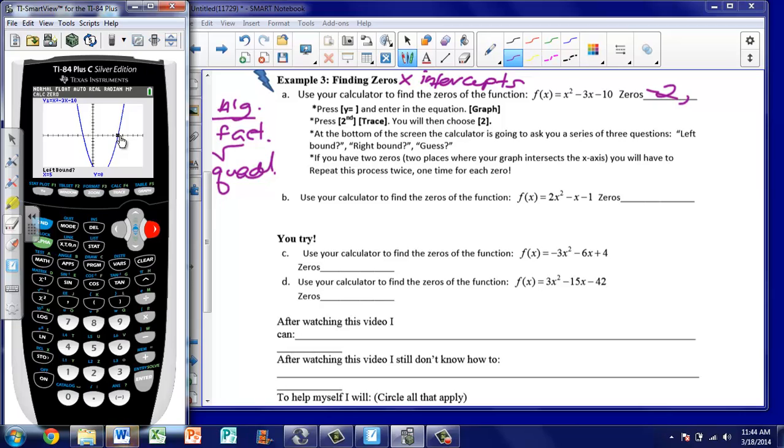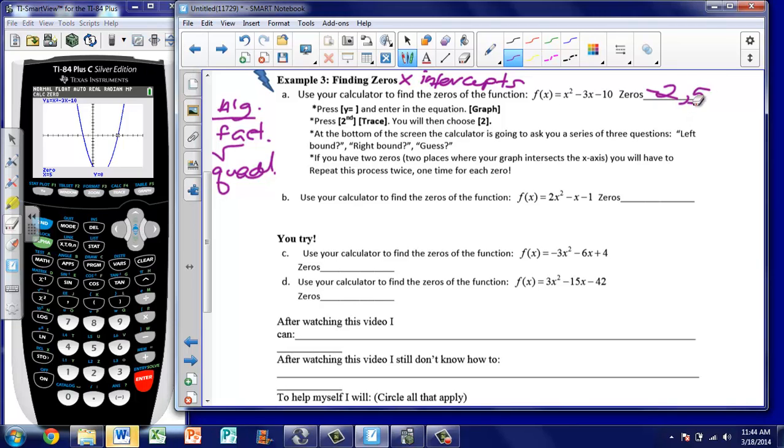So there's my target. Now left bound means I'm going to hit the left arrow a couple times. Enter. Go back to the target. Right bound means I'm going to hit the right arrow a couple times. Enter. Guess. Enter. And we get 5 is the other x-intercept, or the other zero. Okay, so 5 is the other one.